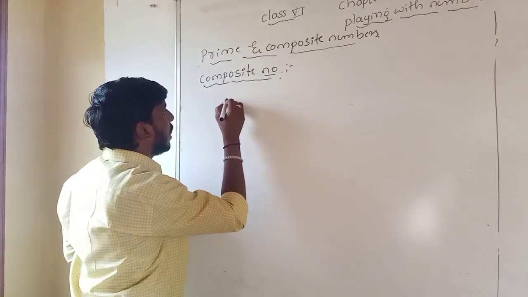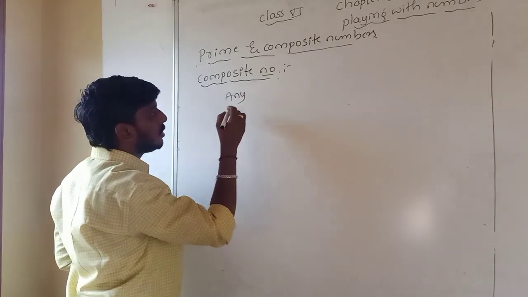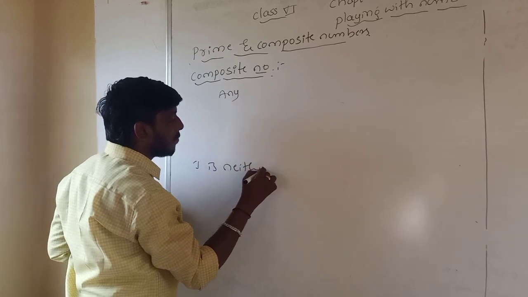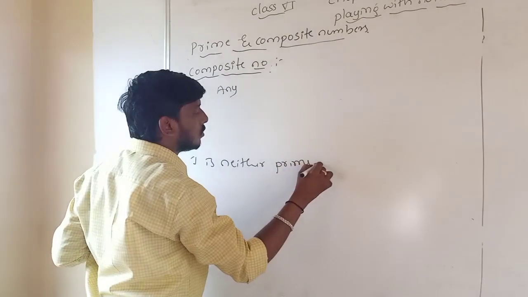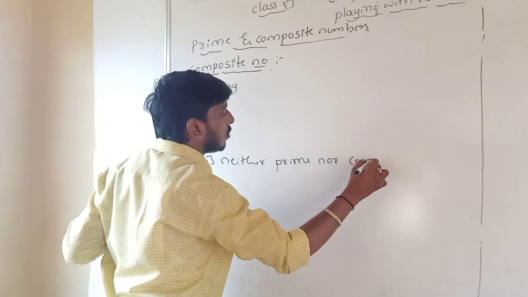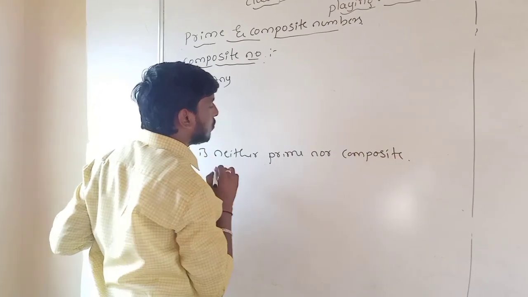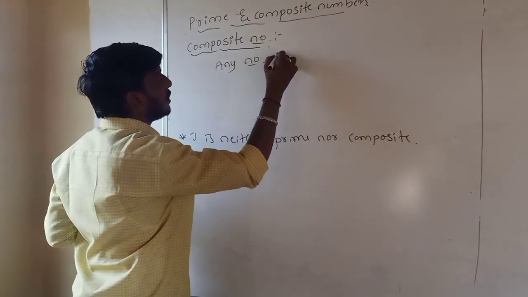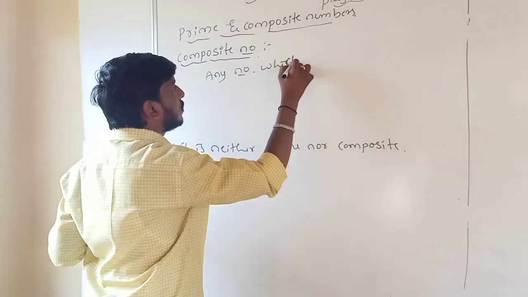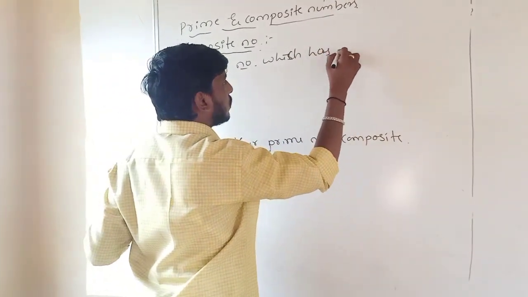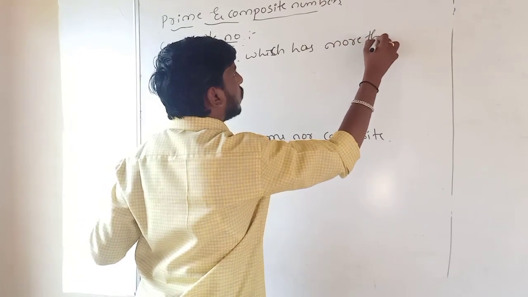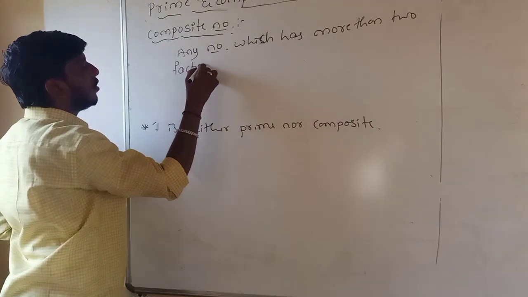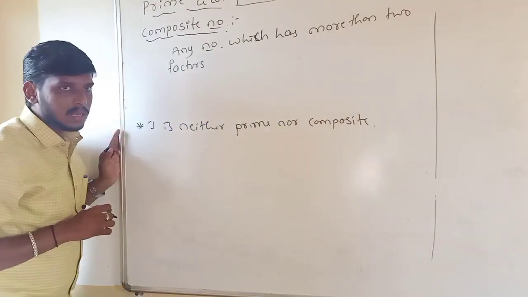Here, any number except 1, because 1 is neither prime nor composite. One more important note: 1 is not a composite number as well as not a prime number. So what do you mean by composite? Any number which has more than two factors. More than two factors means starting from 3 factors, it is said to be a composite number.